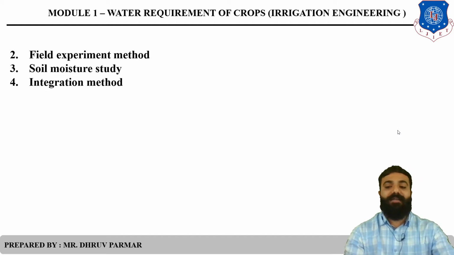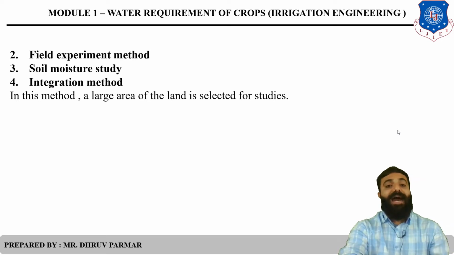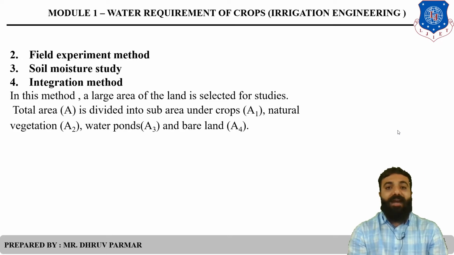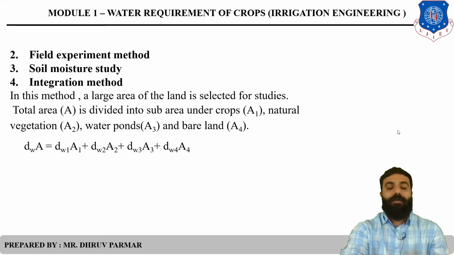The integration method is for a large area. In this method, a large area of land is selected for studies. This is the advantage. The total area is divided into sub-areas: under crops, called A1; natural vegetation, called A2; water ponds, called A3; and bare land, called A4. So the total summation for the integration method, called DWA, meaning depth of water into area, is equal to depth of water 1 into A1, depth of water 2 into A2, depth of water 3 into A3, depth of water 4 into A4.